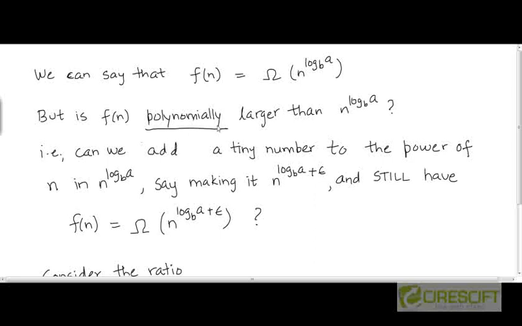Case 1 and case 2 are ruled out because case 1 is when f of n is polynomially smaller than n to the power log base b of a. And since f of n is in big omega of n to the power log base b of a, it cannot be polynomially smaller than this function. Similarly, case 2 doesn't apply because the two functions don't have the same rate of growth. f of n has a larger rate of growth. It has an extra log n term. So the rates of growth of these two functions are different, and so case 2 doesn't apply. For case 3 to apply, we need to first verify that f of n is polynomially larger than n to the power log base b of a. That's why we are asking this question.